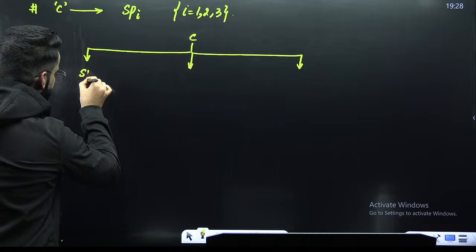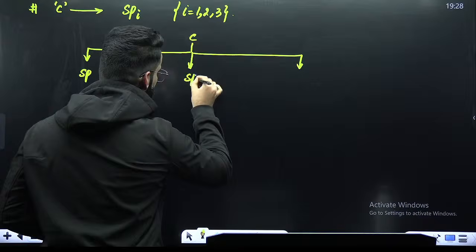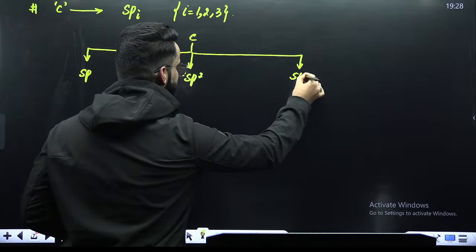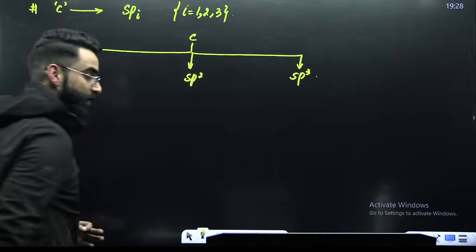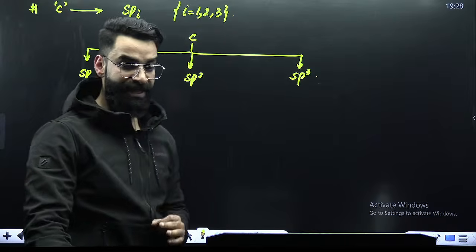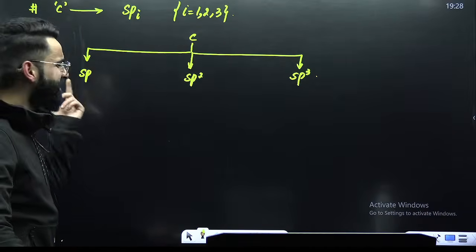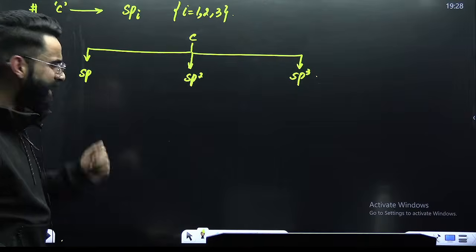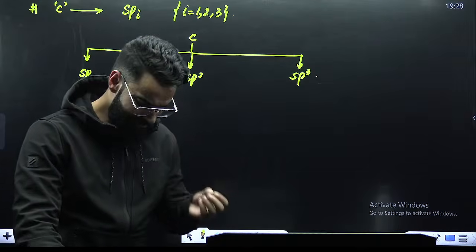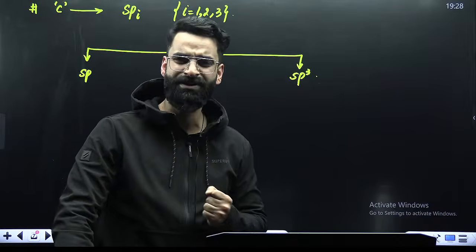One is called sp, one is called sp2, and one is called sp3. Carbon can show sp hybridization, carbon can show sp2 hybridization, carbon can show sp3 hybridization. So what this sp hybridization is all about, what this sp2 is all about, what this sp3 is all about. For that you should know first of all what hybridization is all about.